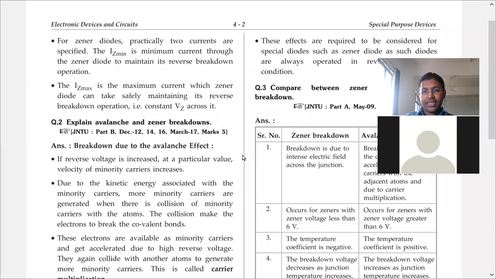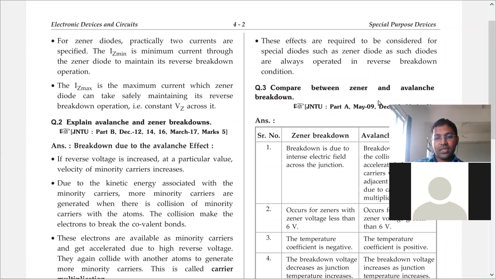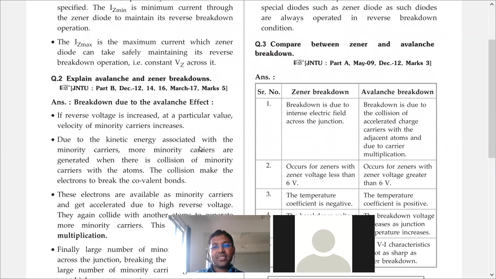Next, coming to Zener breakdown, we will consider this in the special diodes, the Zener diode, right? And we always operate the Zener diode in its reverse breakdown condition, because in forward bias it is similar to an ordinary PN junction diode, with no special role there. So we are using it in the reverse bias condition. Next, let us see the comparison between Zener and avalanche breakdown.